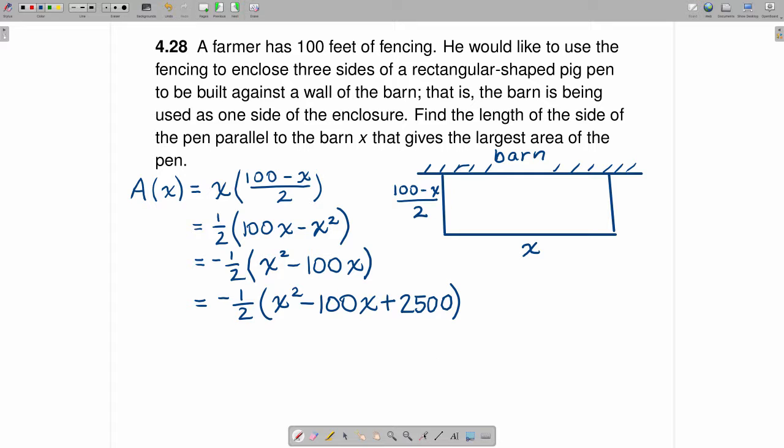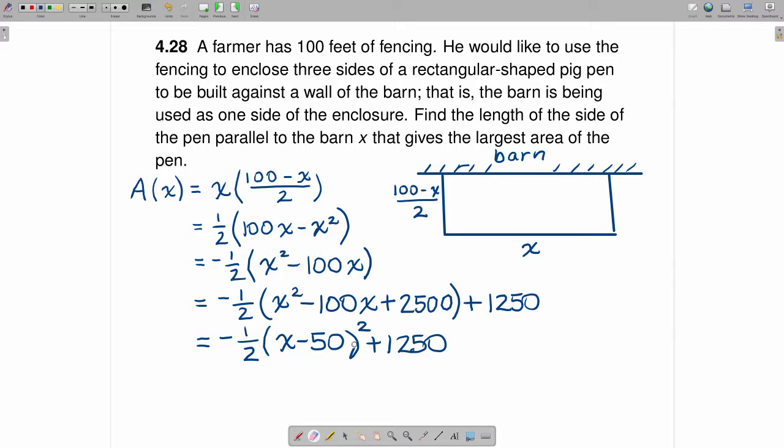Now notice, because of the -1/2 right here, we didn't really add 2500. What we've done is we have subtracted half of that, which is 1250. So since we have subtracted 1250, we have to go back and add in 1250. So now we have this as a perfect square. And so this is -1/2 multiplied by (x minus 50) squared plus 1250.